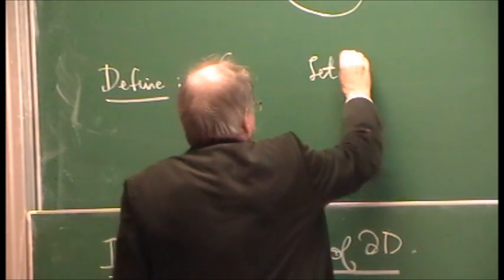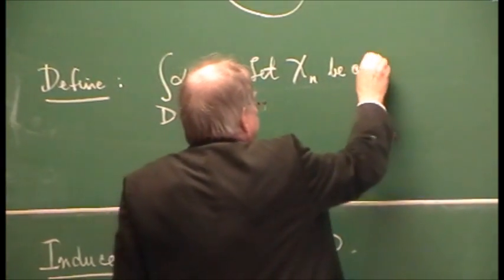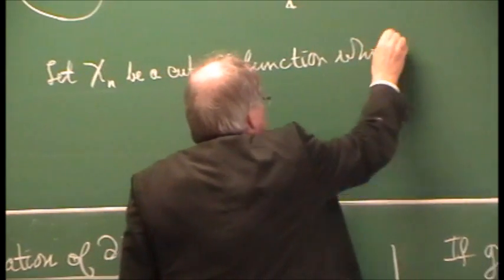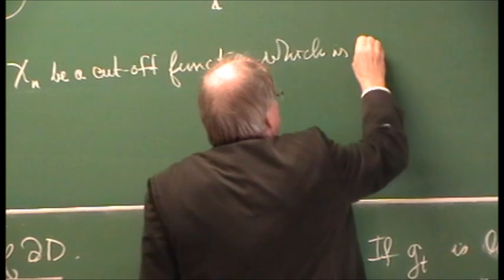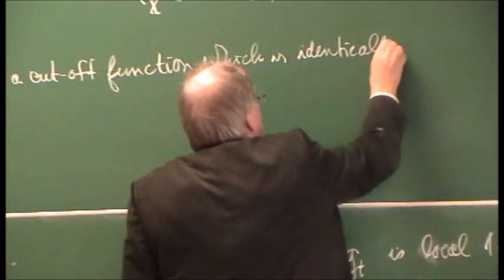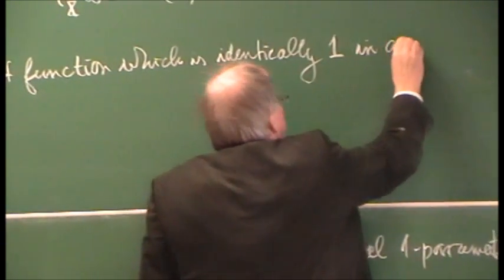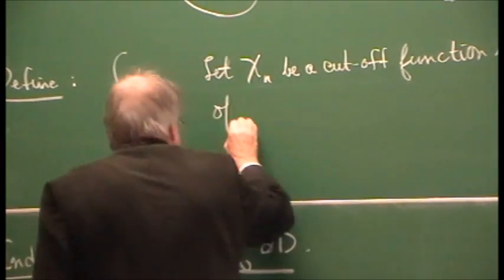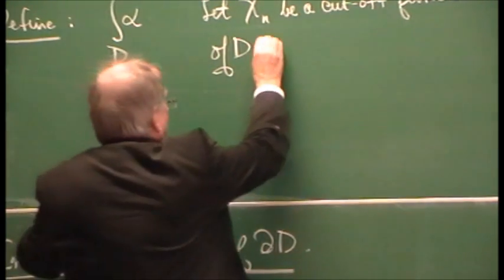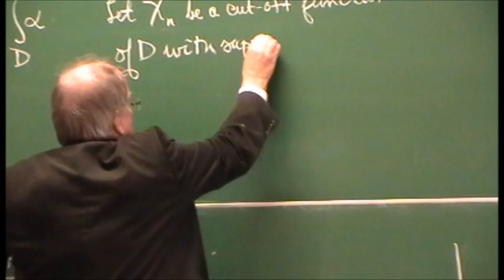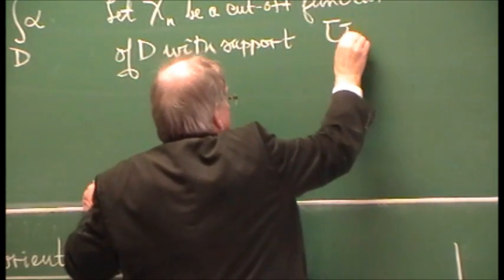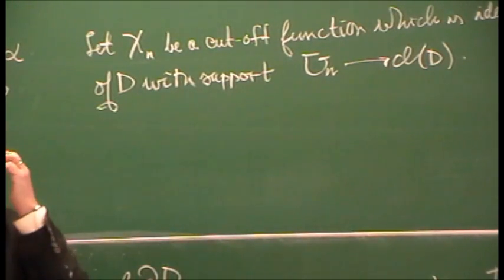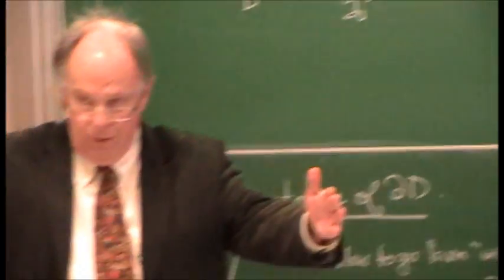So let chi n be a cutoff function which is identically one in a neighborhood of D, with support, so where it's not 0, let's say U n, converging to the closure of D. I'm going to cut off this function, this form. And you get what I'm saying?